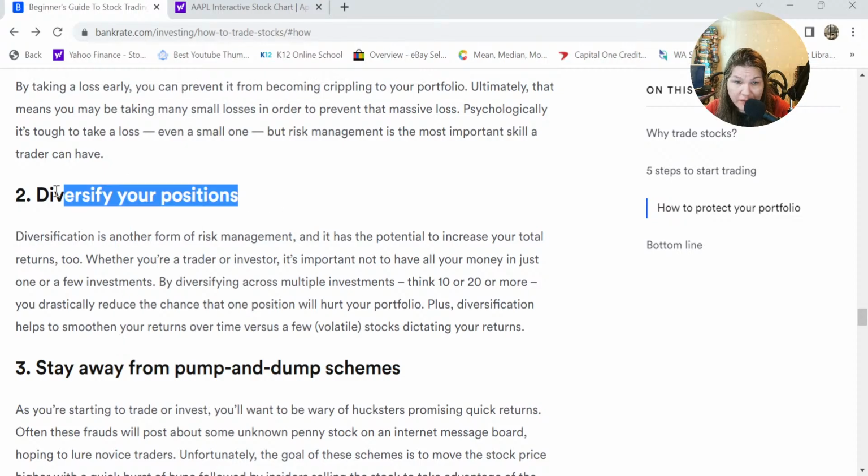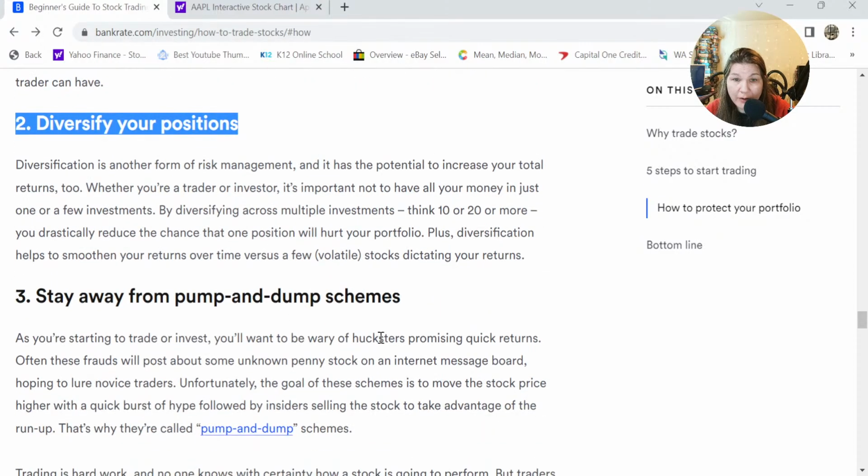So next, you diversify your positions. Diversification is another form of risk management. It has the potential to increase your total returns too. Whether you're a trader or investor, it's important not to have all your money in just one or few investments. You know what they say, guys: don't put all your eggs in one basket. By diversifying across multiple investments, think 10 or 20 or more, you drastically reduce the chance that one position will hurt your portfolio. Plus, diversification helps to smoothen your returns over time versus a few volatile stocks dictating your returns.